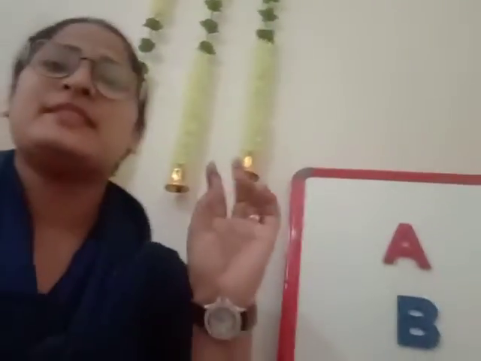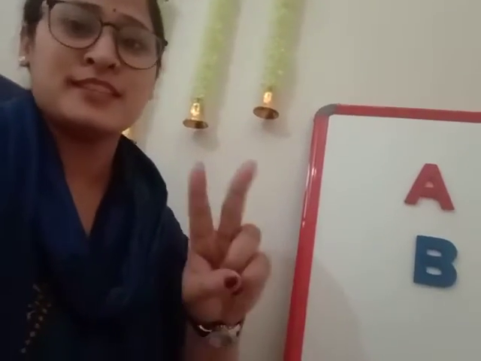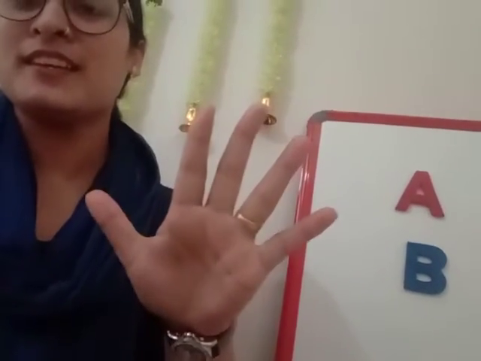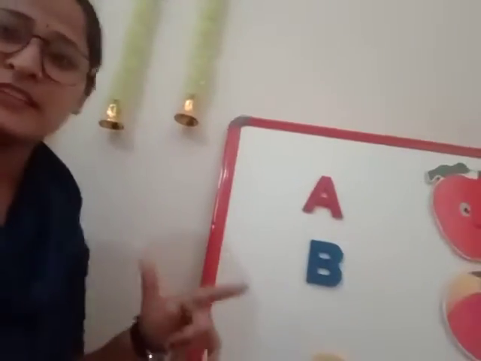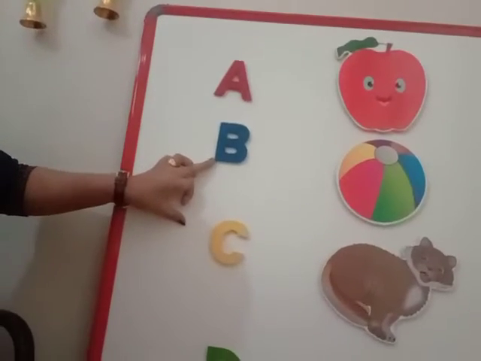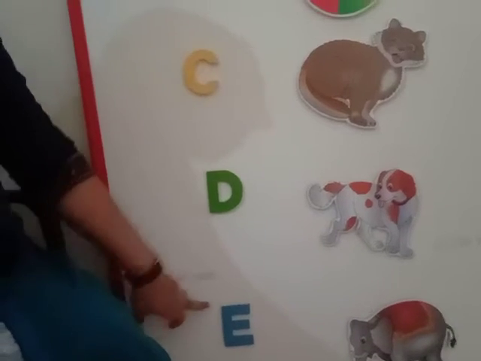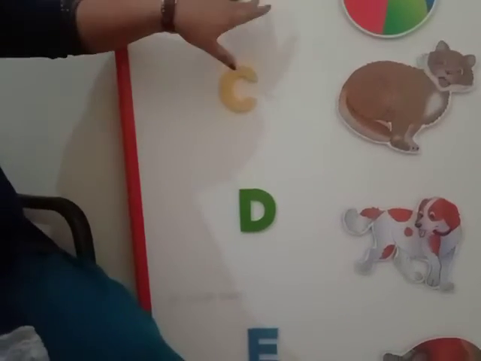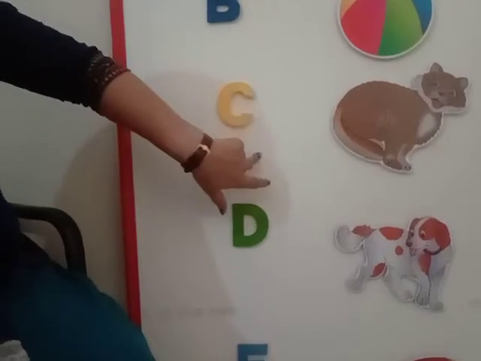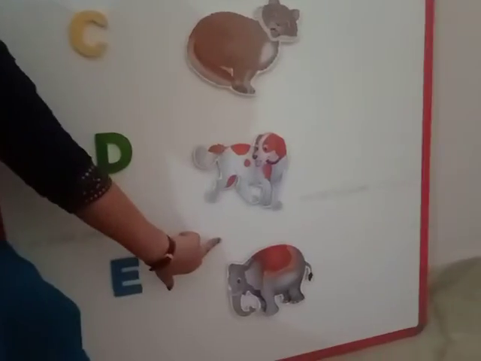Let's sing one time. A A B B C C D D E. A B C D E. Okay, now once again I will show on the board. A B C D E. A for apple, B for ball, C for cat, D for dog, E for elephant.